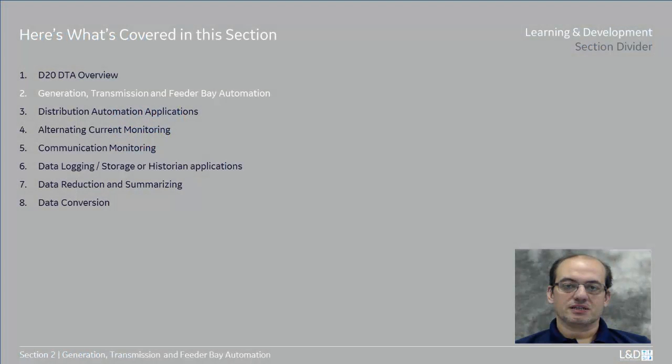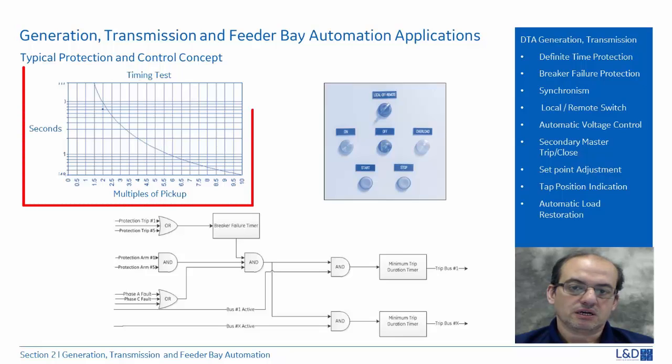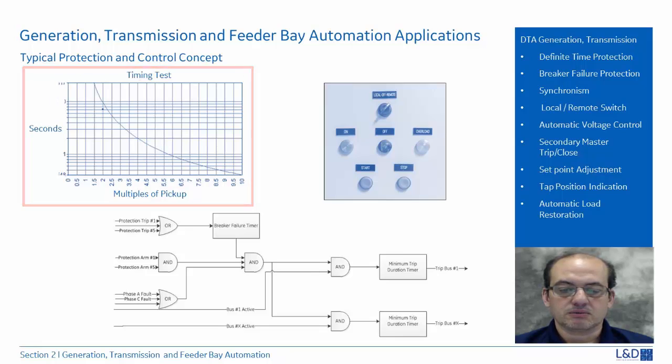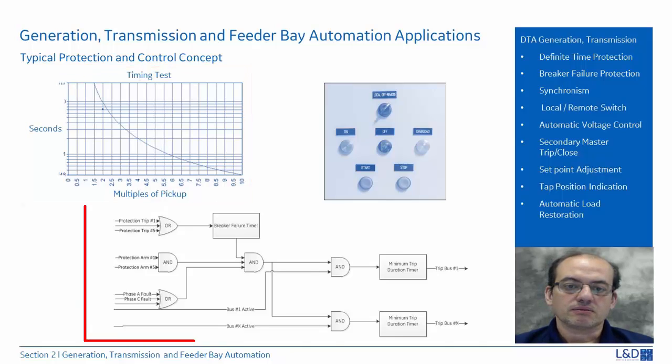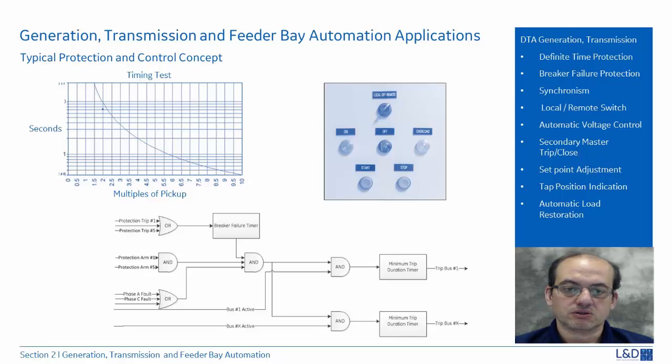This section will discuss the generation, transmission, and feeder bay data transmission applications. In the data translation application generation and transmission, the applications that are available include the definite time protection, so over time, how many multiples of pickup took place, breaker failure protection. So it's similar to the protection that happens in a relay, but you can do it in a bay.